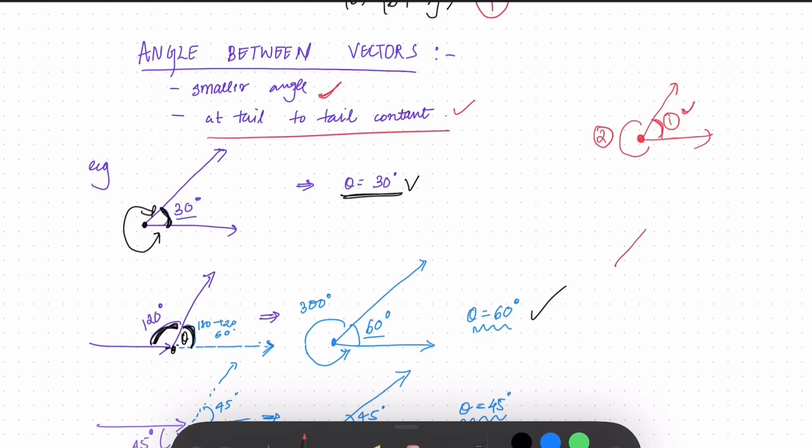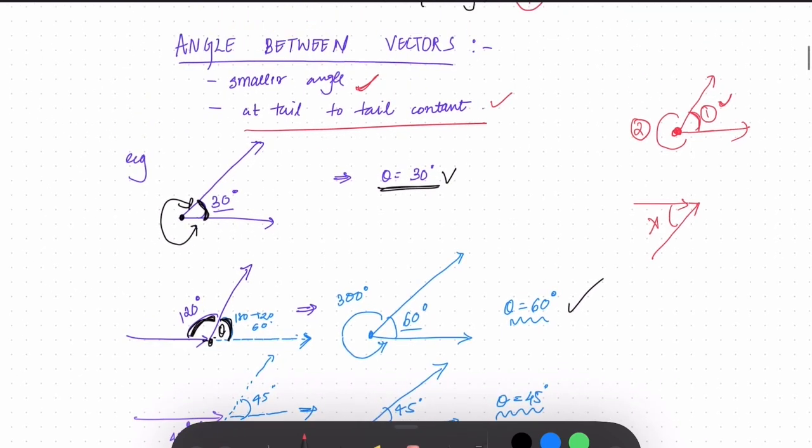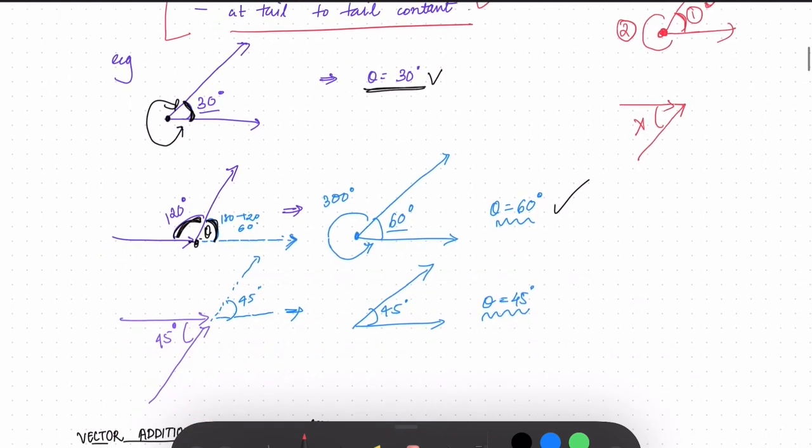If I make the head to head contact, it would look something like this. Now this is not the angle that we are going to consider. We are going to consider the angle between them as tail to tail contact. So these are the standard rules that we have to follow when considering the angle between two vectors. These are some examples to illustrate the same. These are two vectors with an angle of 30 in between at tail to tail contact, so our angle is going to be 30.